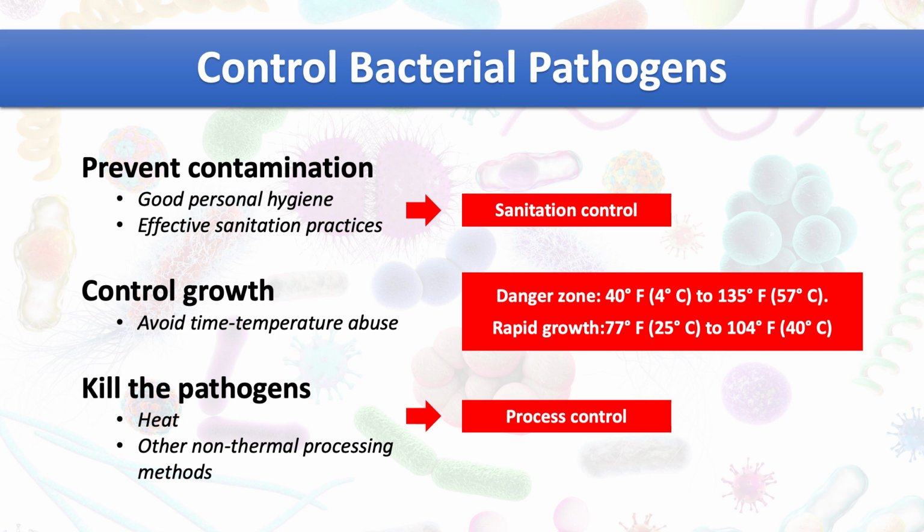The third aspect to control bacterial pathogens is to kill them using thermal or non-thermal methods. Thermal methods rely on heat, which damages some important components of bacterial cells. The thermal treatment we are quite familiar with is heat pasteurization. If an endospore-forming pathogen is a concern, an internal temperature not lower than 240 degrees Fahrenheit, which is 116 degrees Celsius, is needed to destroy the endospores.